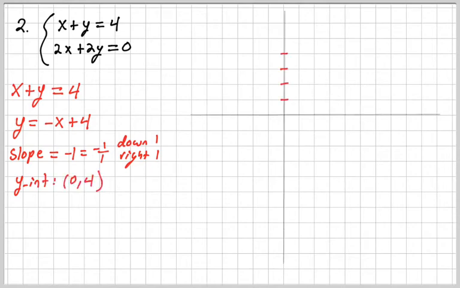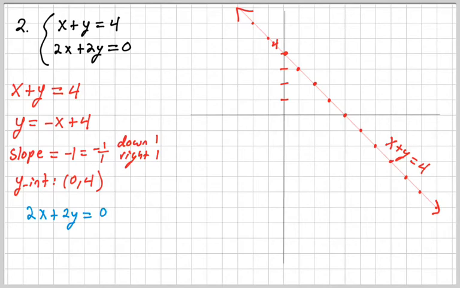So we're going to go all the way up to 4, and that's going to be our first point. And then from there, we're just going to go down 1, right 1, down 1, right 1. We'll get a whole bunch of points, okay? And if you want to go the opposite direction, go up 1, left 1, up 1, left 1. Get a couple more points, okay? Connect your dots with your straight edge and label your line. Let's go ahead and graph the second line. So we're going to look at 2x plus 2y is equal to 0, and we want to solve this for y.